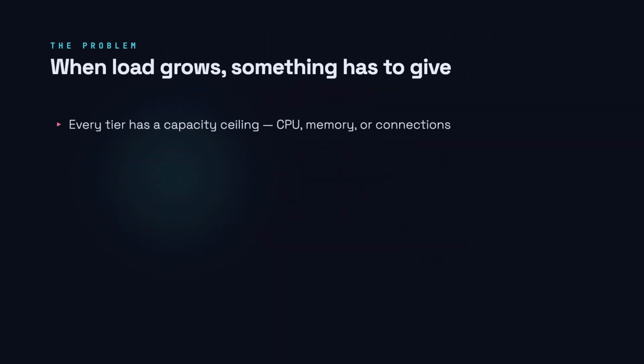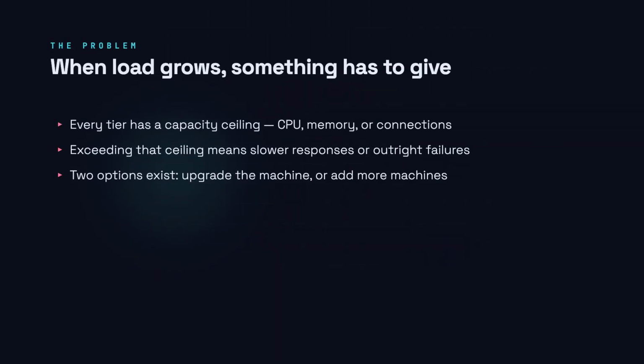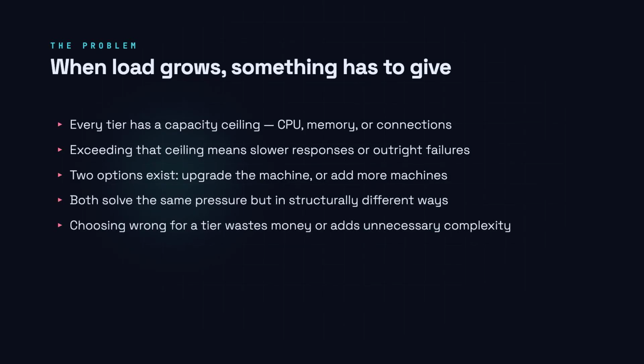As traffic grows, each tier in your architecture hits its own ceiling. The presentation tier might run out of threads, the business logic tier might saturate CPU, the database might exhaust memory. The pressure is the same in every case, more demand than current capacity, but the right response depends on what kind of work that tier actually does. That is why the two approaches are so easy to confuse. They solve the same symptom through very different structures.